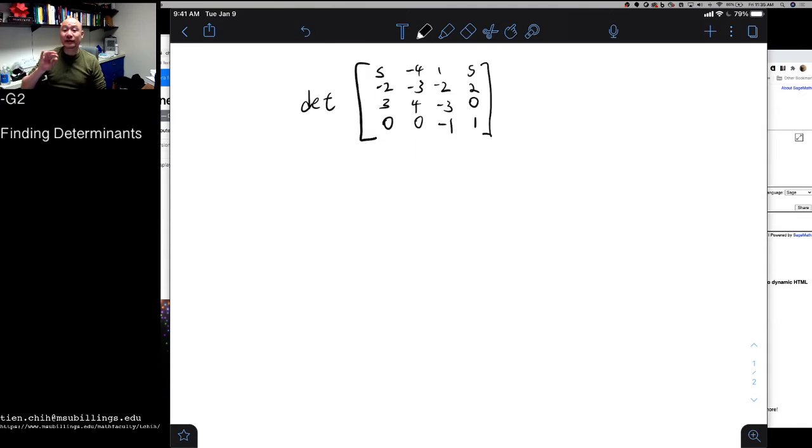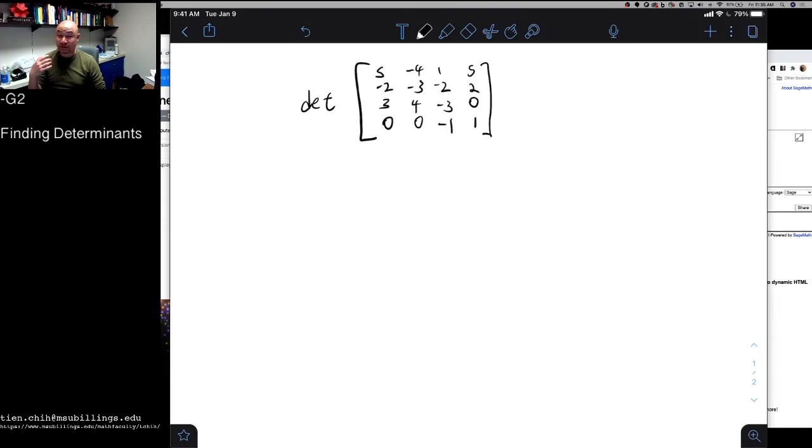Hi, so in this video what we're going to do is find the determinant of a matrix, and we're going to do so by hand, and then we're going to verify with technology. Now, finding the determinant of a matrix by hand is very similar to finding reduced row echelon form by hand. There's a number of ways you can go about doing it and a number of allowable operations.